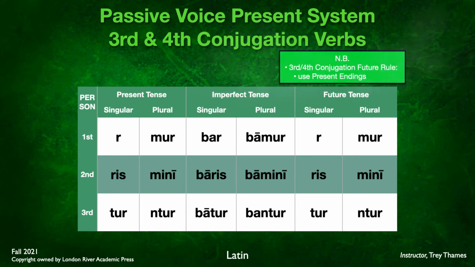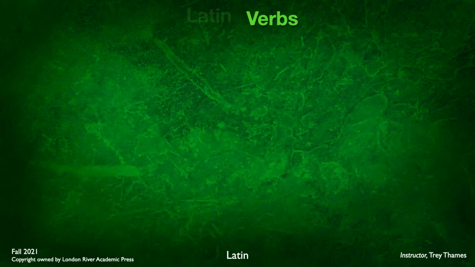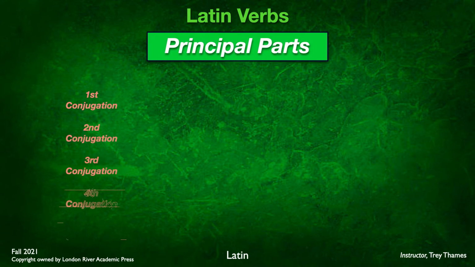Here's our nota bene. Remember that in third and fourth conjugation, we have a future rule that you use the present tense endings. So here we've got -r, -ris, -tur, -mur, -mini, -ntur, just like in the present tense. So what distinguishes the difference between the two? It's the vowel shifts. And so we'll look at that in a little bit more detail for each of the conjugations. So as a quick reminder, here are the paradigm verbs for each of the conjugations.